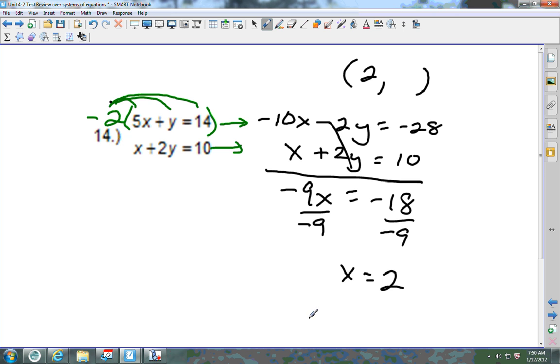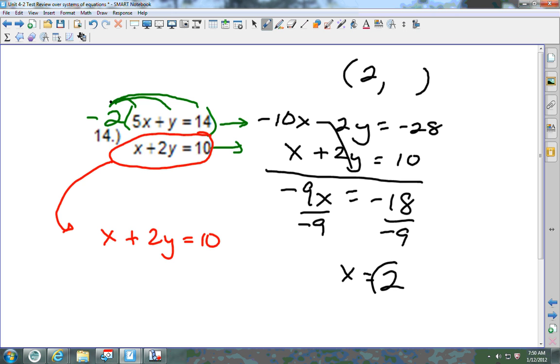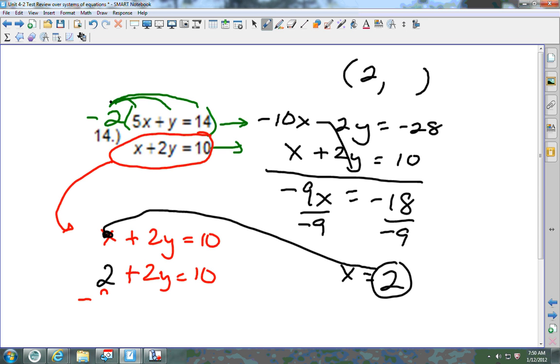Then I need to find my y number. Choose either one of these equations. I'm going to choose this bottom one. Bring it down here: x plus 2y equals 10. I'm going to take this 2 and substitute it in here for x. So x is going to come out, and I'm going to put 2 plus 2y equals 10. Subtract 2 from each side. 2y equals 8. Divide by 2. Y equals 4.